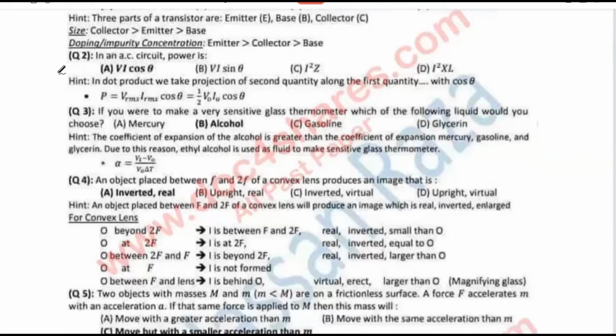Question number 3: if you were to make a very sensitive glass thermometer, which of the following liquids would you choose? Mercury, alcohol, gasoline, glycerine. The answer is alcohol. And the next hint gives you the information about the B option.